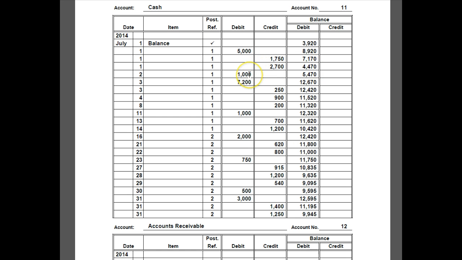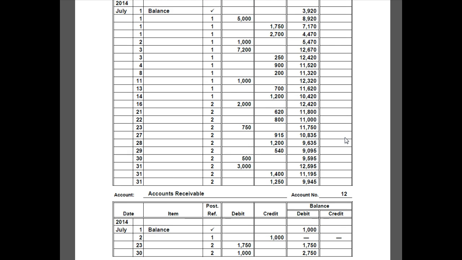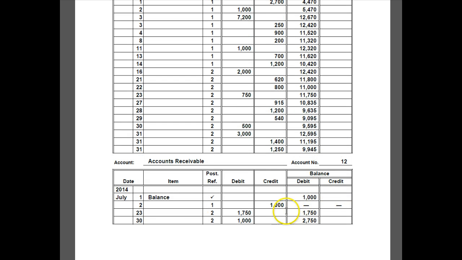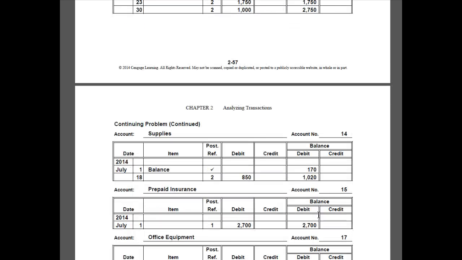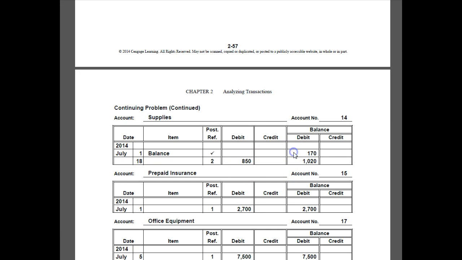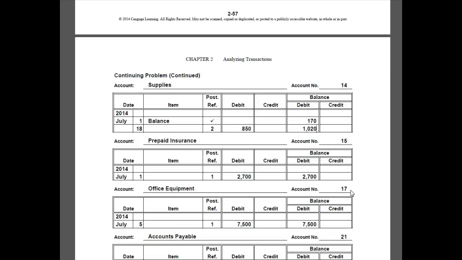Now along comes somebody who gave me some money, so I'm increasing my cash, so that adds to it. This should look familiar from your checkbook. You'll see the same things happening over and over again. You've got a debit here. Somebody paid in and paid off a bill, so that credited this and brought it to zero. Then somebody charged again and increased the account. Let's see, you've got supplies. You had a balance of $170, you bought some more, and now you've got a balance of $1,020.